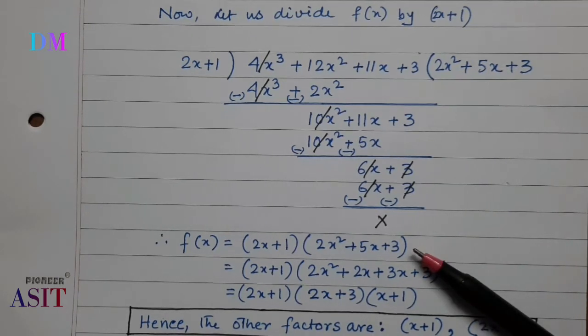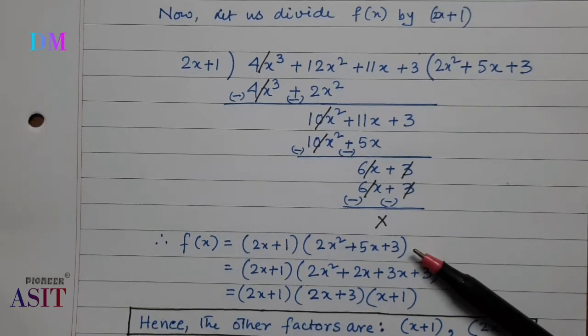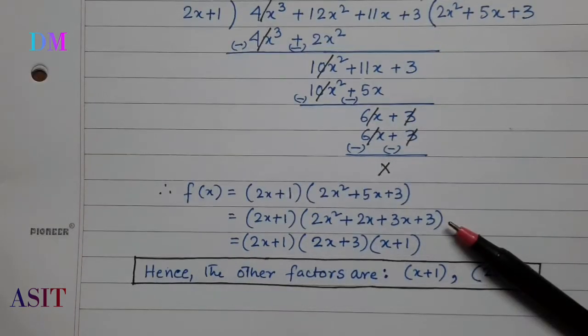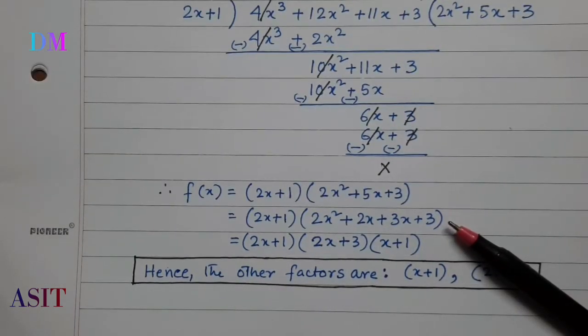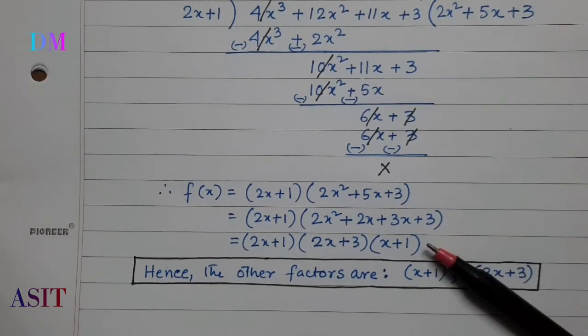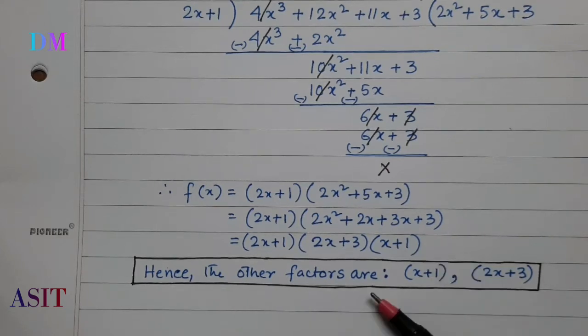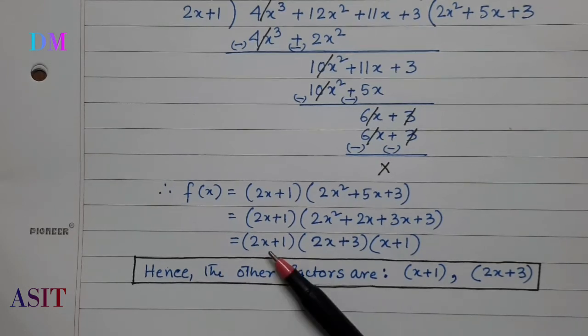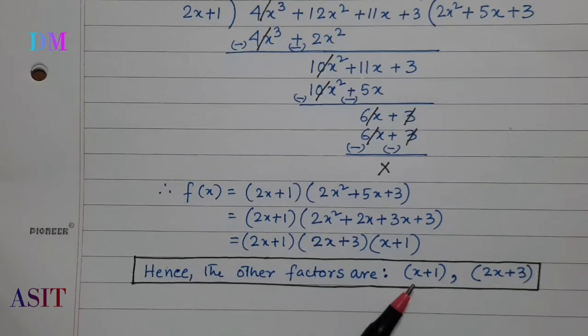Hence we get f(x) equals (2x plus 1) into (2x squared plus 5x plus 3). By the middle term factorization method, we can factorize this quadratic polynomial, which gives (2x plus 3) into (x plus 1). Now, in the question it was to find out the other two factors. Since we have already checked for 2x plus 1, the other two factors will be x plus 1 and 2x plus 3.